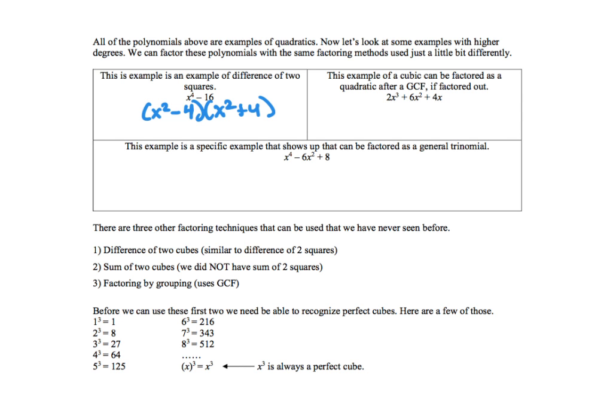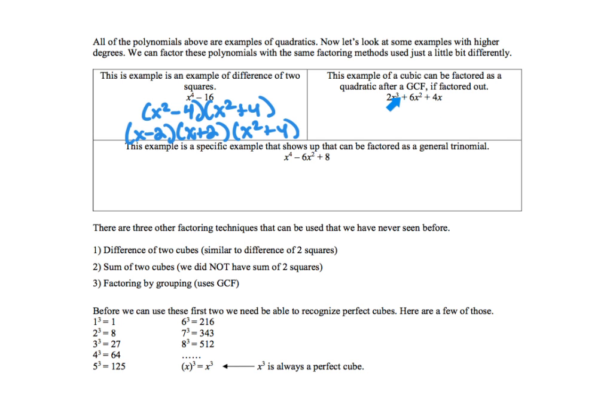Now I've got to keep factoring until it's prime, and you can never factor a sum of squares, but you can factor a difference of squares. So this one factors further as x minus 2, x plus 2, and that is my final factored form. Now, sometimes there's a GCF that is in the form of a variable besides the numbers.